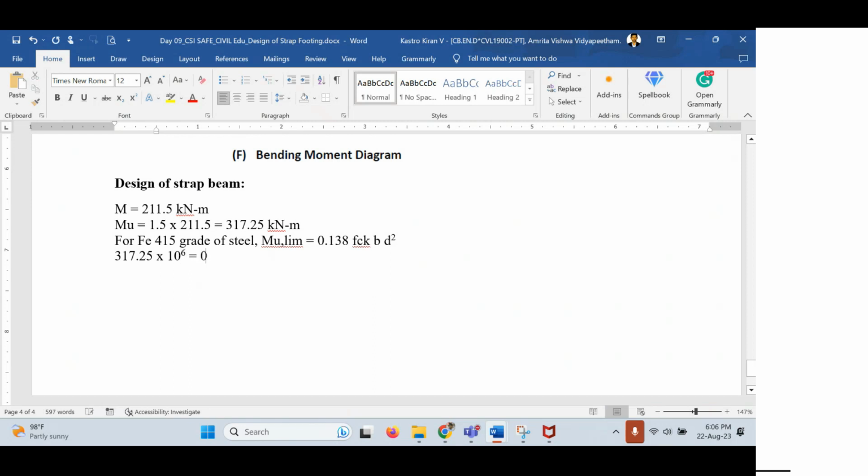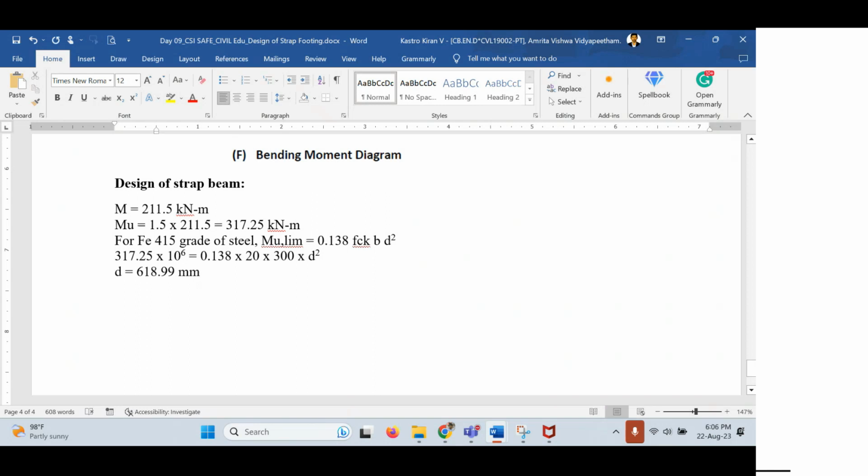That equals 0.138 into FCK. FCK is the grade of concrete, that is 20. And B is nothing but the width of the beam. What is the width of the beam? We have taken it as 300 mm, into d square. If you solve this equation, we get d equals 618.99 mm. That is the depth of the section or depth of the beam.